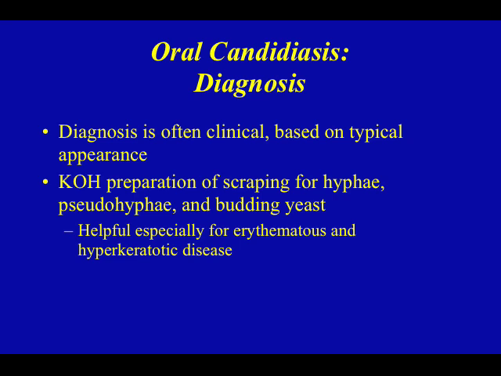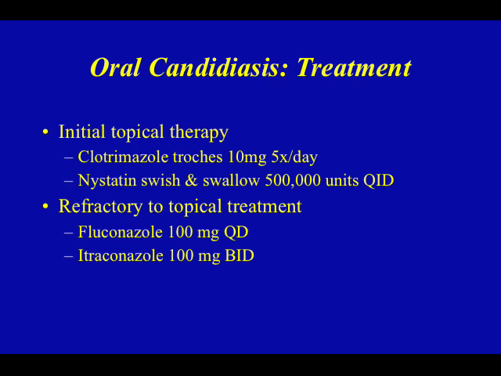So what's the diagnosis? Yes, you can use KOH, but it's clinical. In the majority of cases we treat it on a clinical basis. What can you use? Clotrimazole, nystatin, fluconazole, itraconazole. If I use fluconazole, I like to use higher doses, probably start at 200. Another drug, as you know, you can use is caspofungin. What was the advantage of caspofungin over fluconazole? Because of fungal resistance.